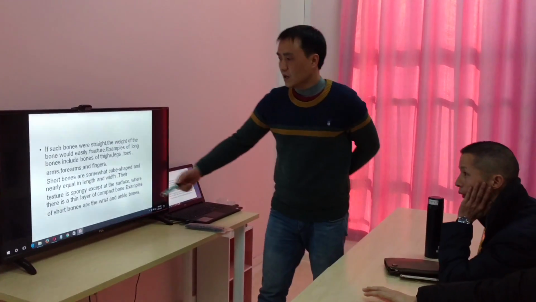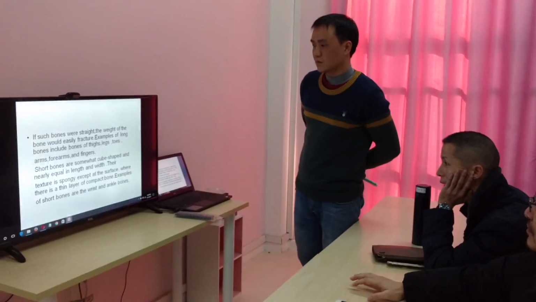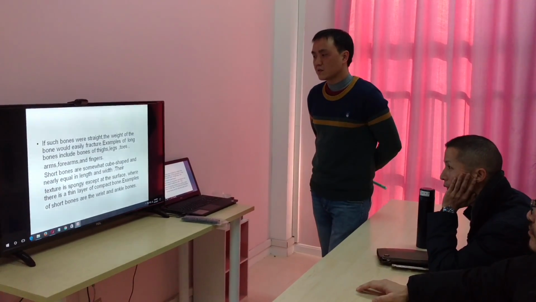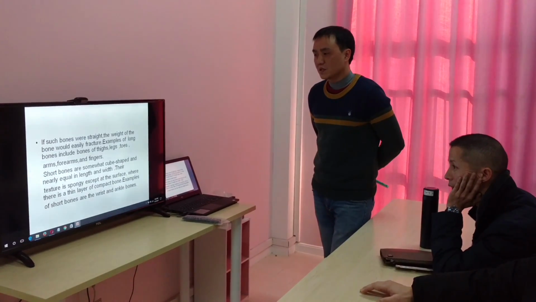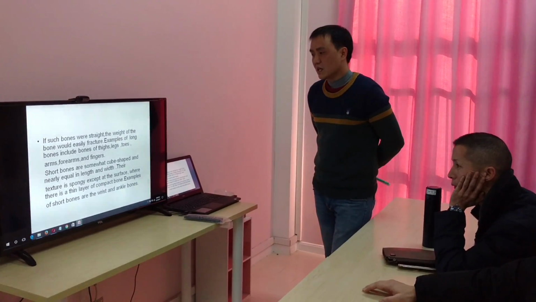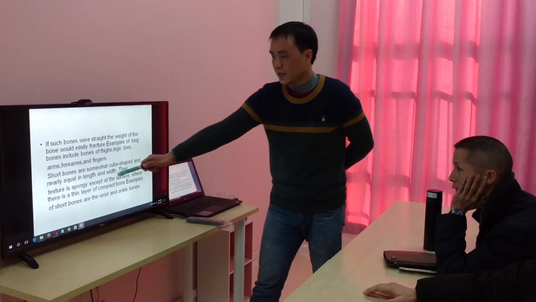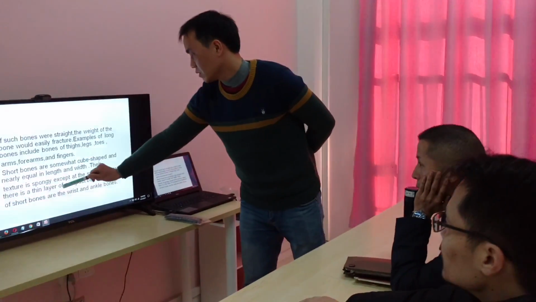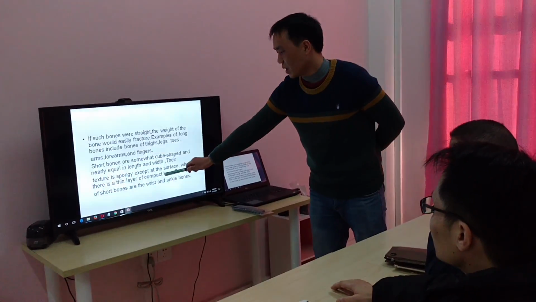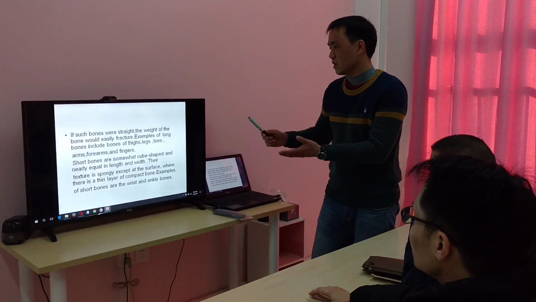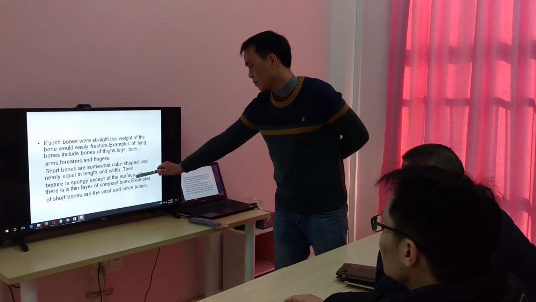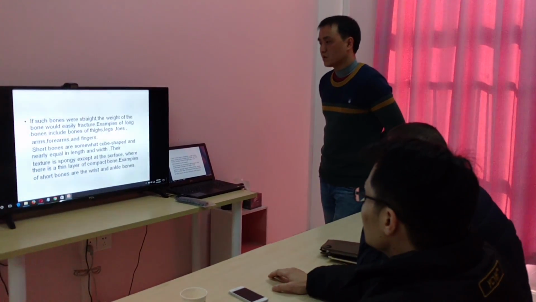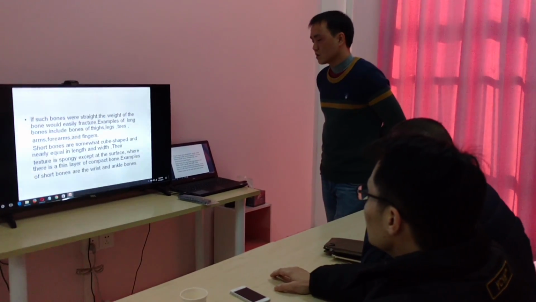Next, short bones. Short bones are somewhat cube-shaped and nearly equal in length and width. The texture is spongy, except at the surface, where there is a thin layer of compact bone. Examples of short bones are the wrist and ankle bones.